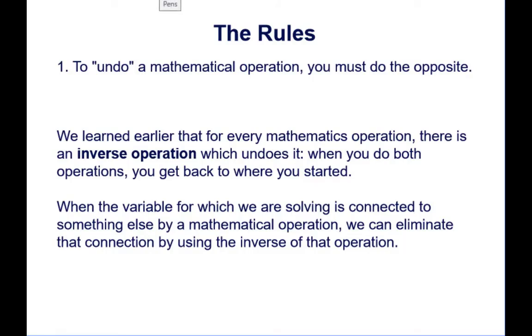The first rule is to undo a mathematical operation, you must do the opposite. We learned earlier that for every mathematical operation, there is an inverse operation which undoes it. When you do both operations, you get back to where you started. For example, addition has subtraction as the inverse operation. Addition and subtraction, multiplication and division are inverses. Those are your most popular, but there are many more. It just undoes and you get back to where you started.